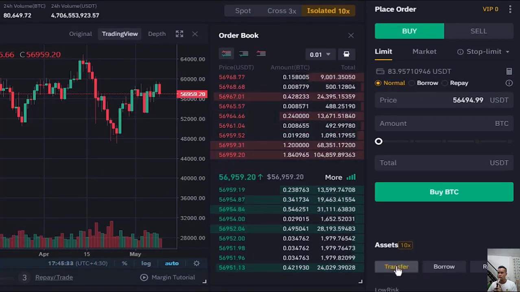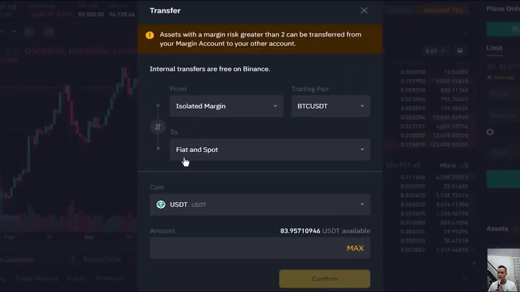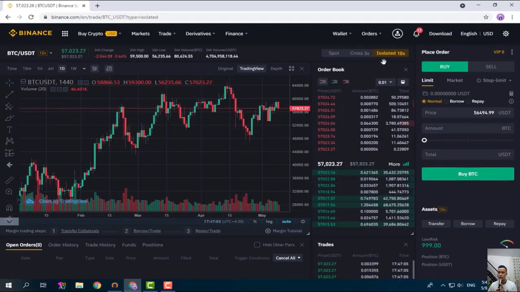We click on transfer. We click on this button to change it from isolated margin to fiat and spot. Here in the top, it gives us a warning that assets with margin risk greater than 2 can be transferred, which I'll explain later what margin risk level is. USDT is already selected, the coin that we want to transfer. We click on max, confirm, and the transfer is successful. And now let's switch to cross margin and see how it is.